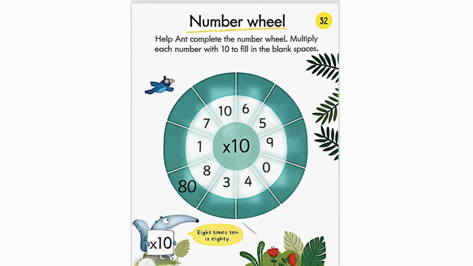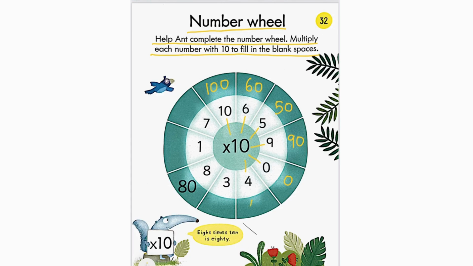Number wheel. Help and complete the number wheel. Multiply each number with 10 to fill in the blank spaces. 10 times 10 equals 100. 6 times 10 equals 60. 5 times 10 equals 50. 9 times 10 equals 90. 0 times 10 equals 0.